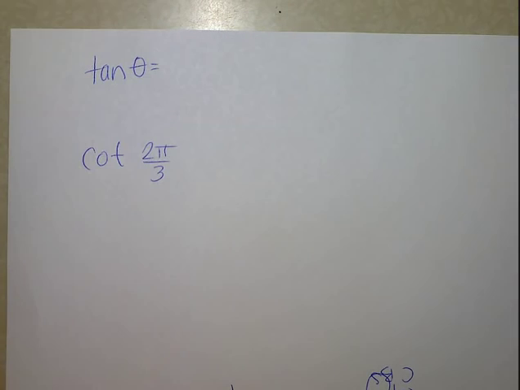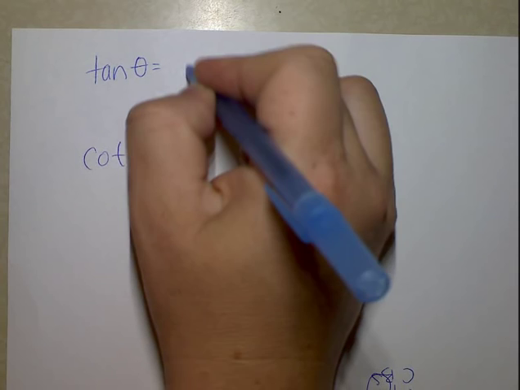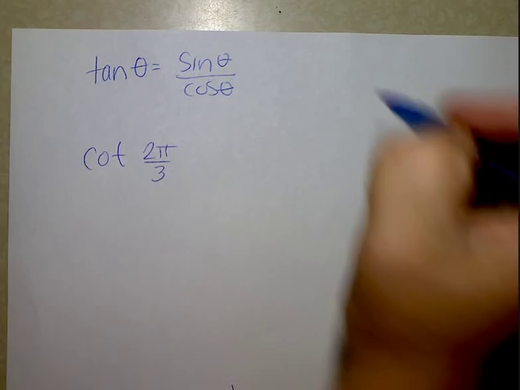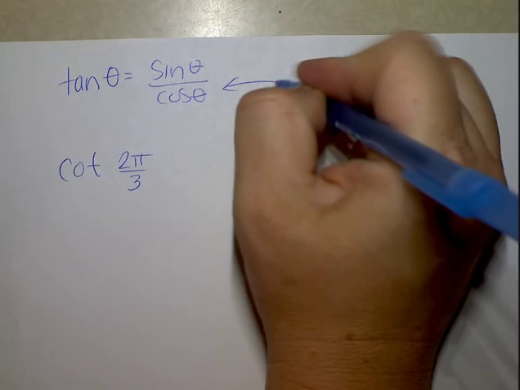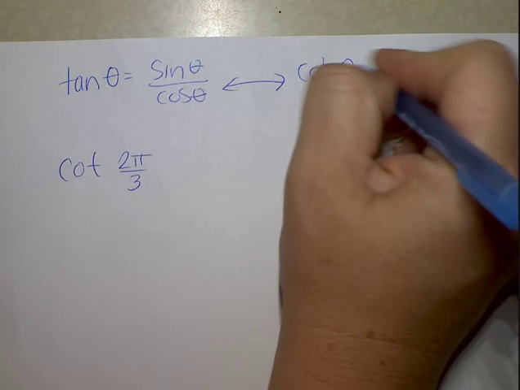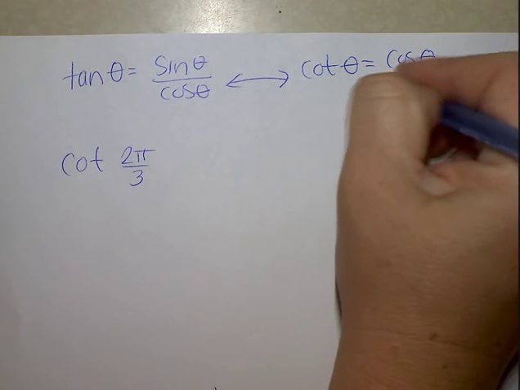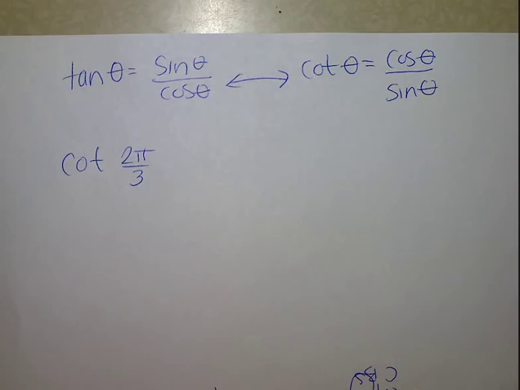Tangent is the same as sine divided by cosine. So if you're asked to find the cotangent, it's the reciprocal. So instead, cotangent is cosine over sine. Cotangent is cosine over sine. All right, are you ready?